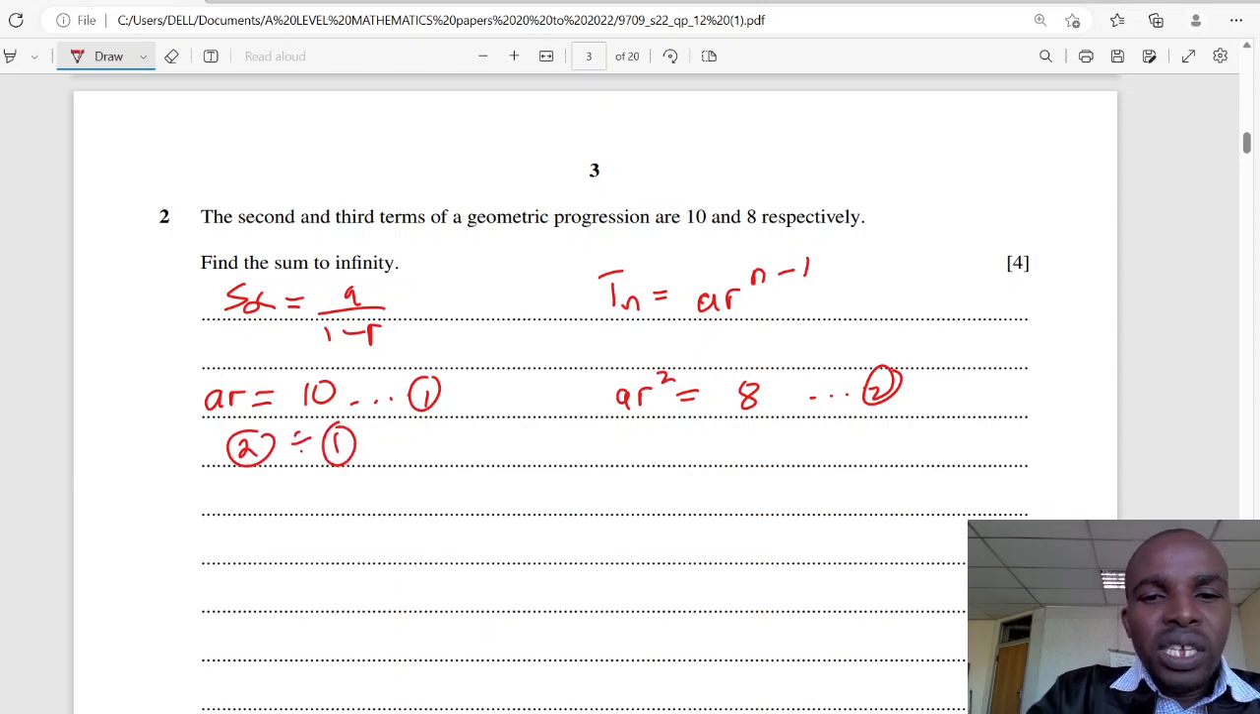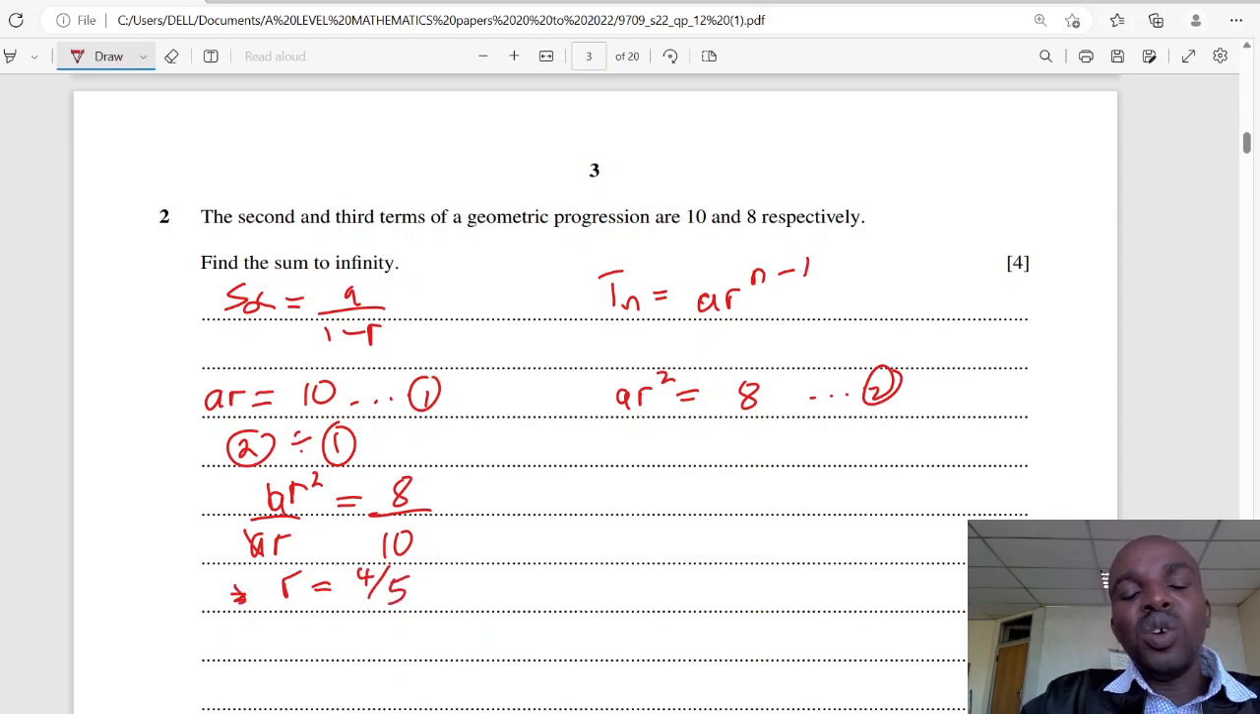So it will be ar squared over ar is equal to 8 divided by 10. Then a will cancel out, and we'll be left with r. Then 8 over 10 is 4 over 5. So this will be your value for r. What you have to find is the sum to infinity, which means you have to find a also. What is our a? You can take it from equation number 1.